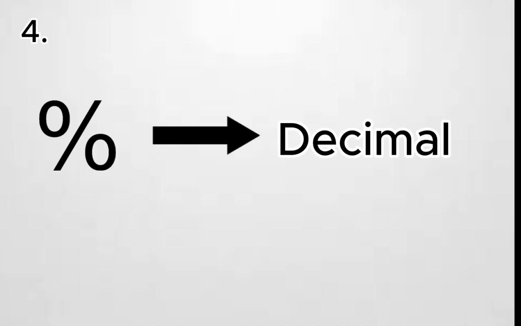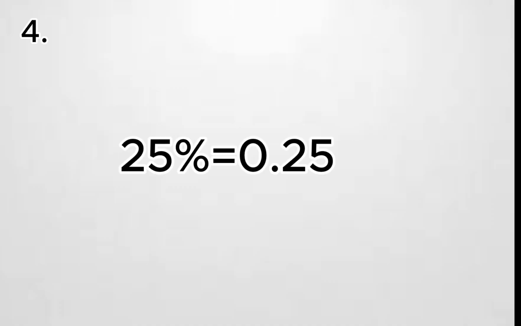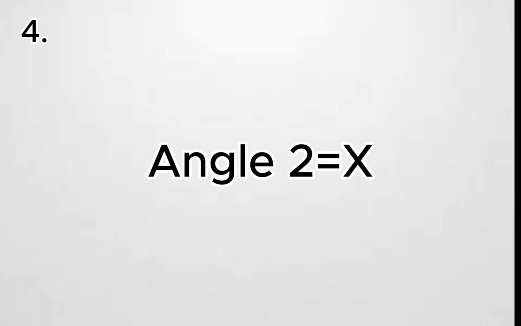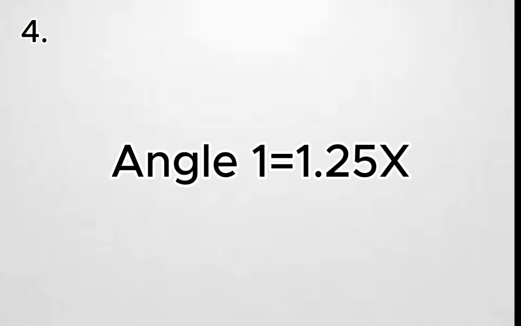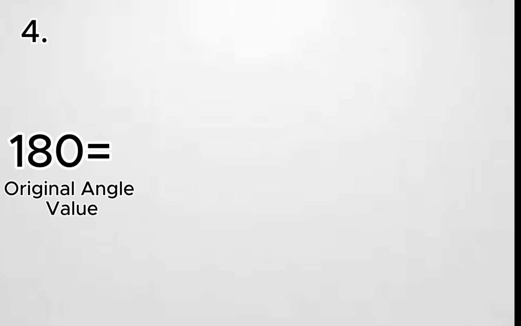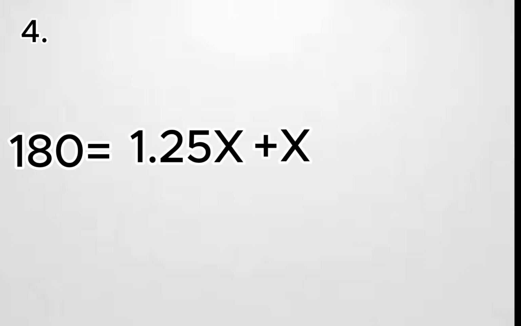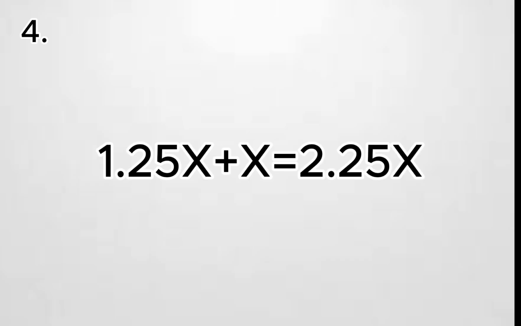Our first step is to convert our percentage into a decimal. 25% is equal to 0.25. We can represent angle 2 as x, and angle 1, as we found out, is 1.25x. Now we solve. 180, our original angle value, is equal to 1.25x plus x. 1.25x plus x is simply 2.25x.